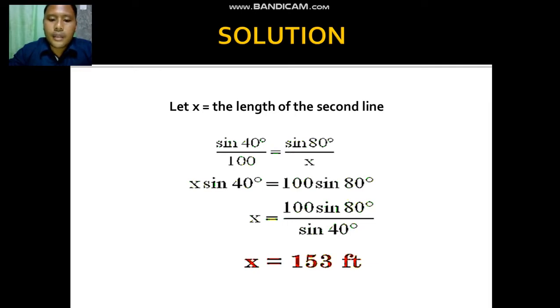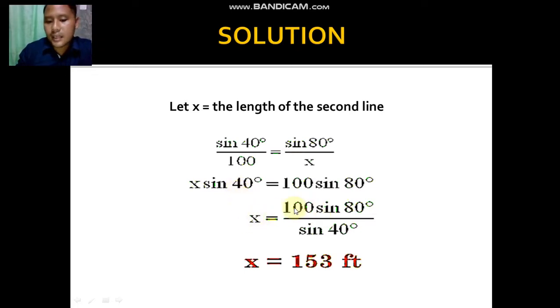To solve the unknown, let us apply the cross multiplication for this simple equation. After the cross multiplication, this quantity x is being multiplied to the sine value of 40 degrees. In the right hand side, 100 is being multiplied to the sine value of 80 degrees. To further solve for x, we need to divide both sides of the equation by the sine value of 40 degrees, and that will leave only x in the left hand side.